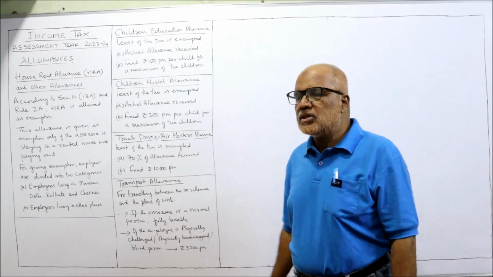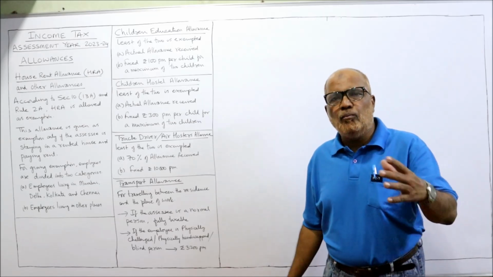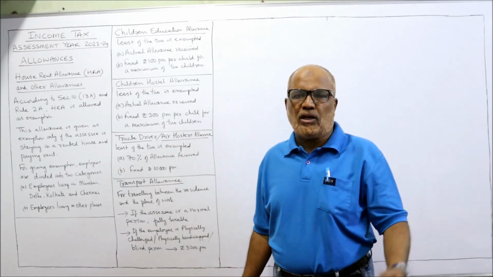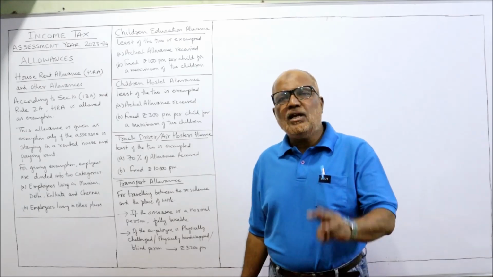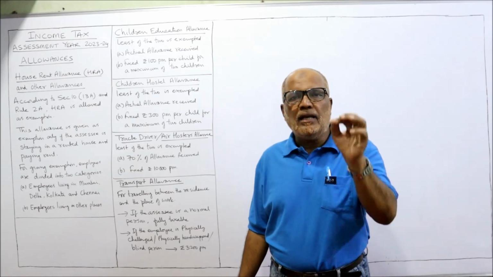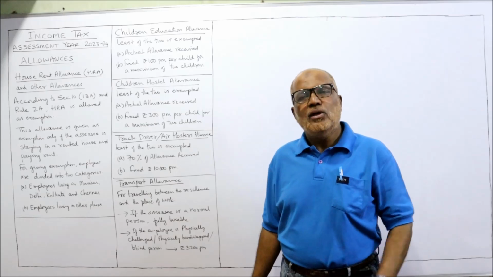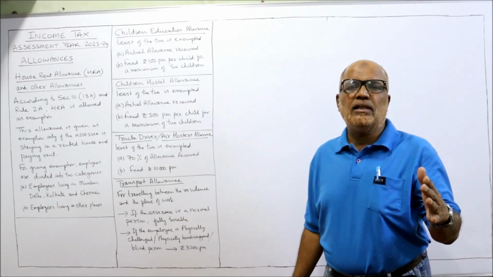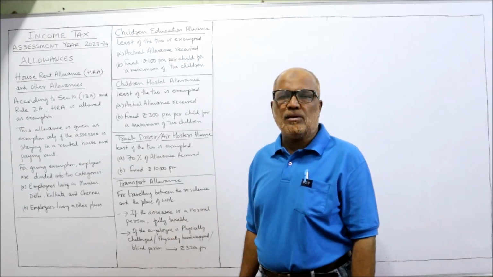Now, for giving exemption, employees are divided into two categories: employees living in Mumbai, Delhi, Kolkata and Chennai, and employees living in other cities. Three factors are given. The least of the three will be exempted and the remaining is taxable. So watch the video till the end, and you will get the complete provision regarding how to give HRA exemption.